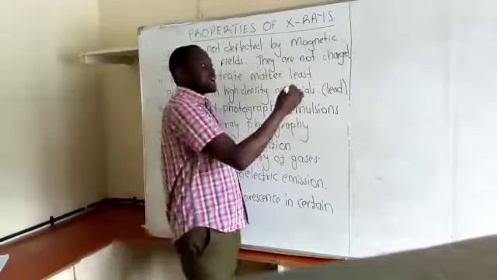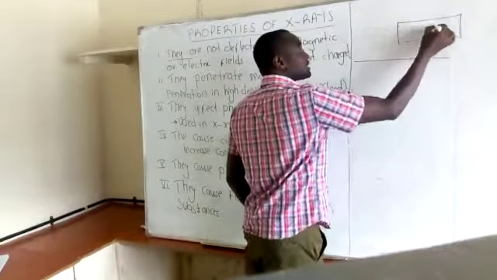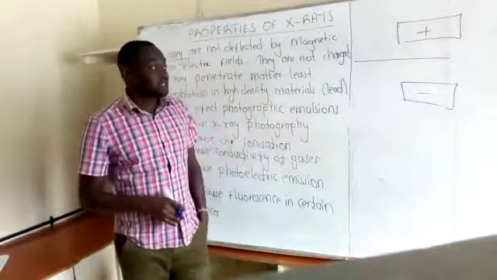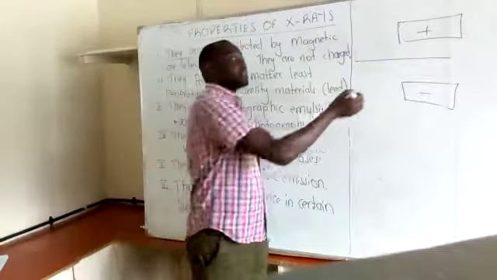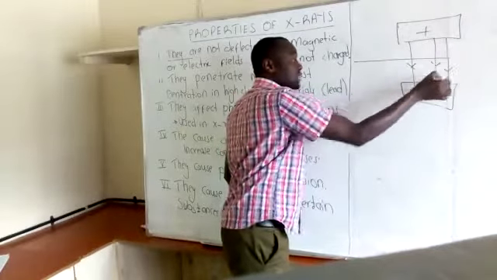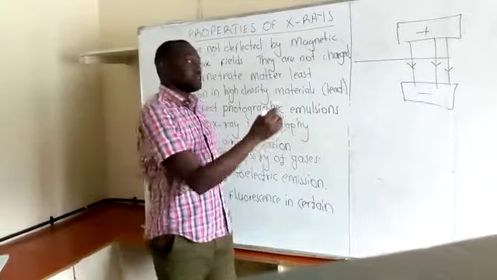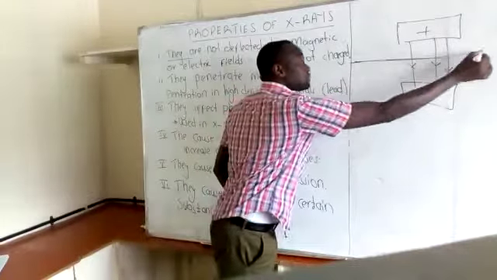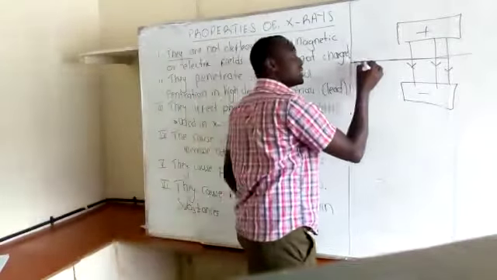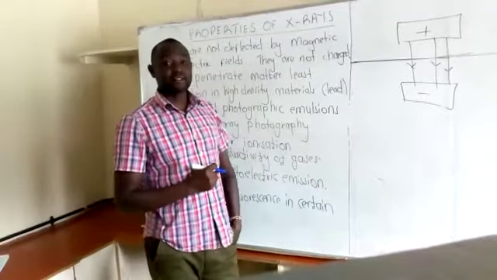If we take an X-ray beam and we pass it in an electric field, that is where we have the positive. Remember, an electric field will always move from the positive terminal to the negative, that is from positive charge to the negative charge. If we are to pass an X-ray beam in an electric field, then we find that they do pass without being deflected by this electric field.